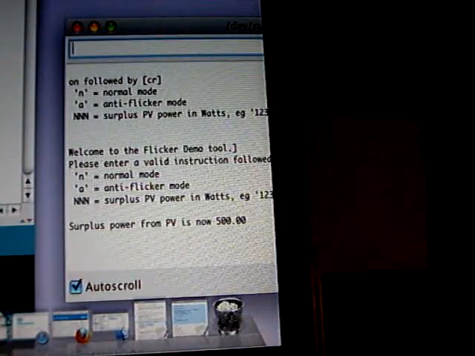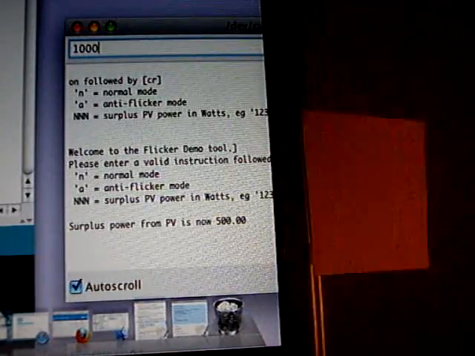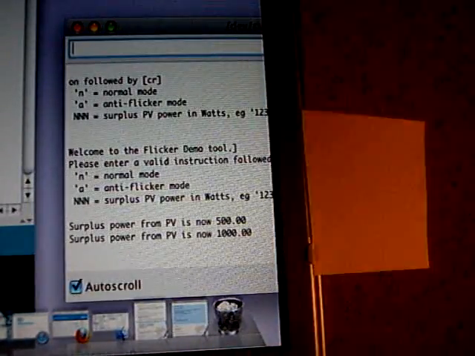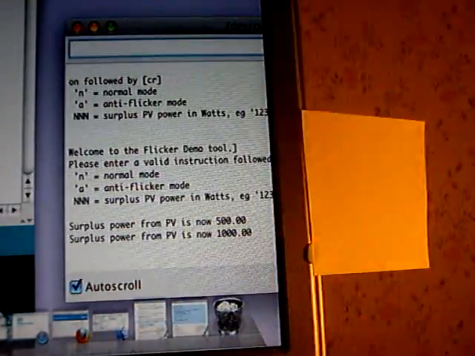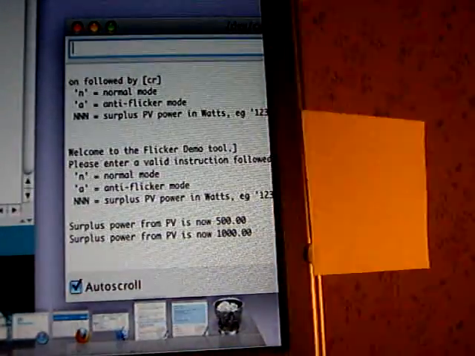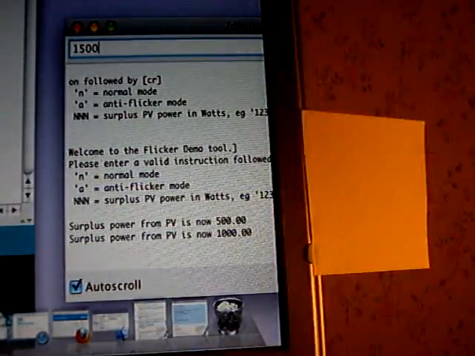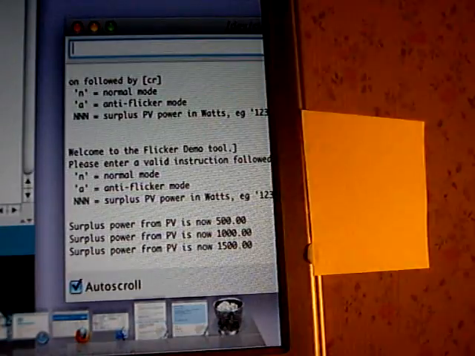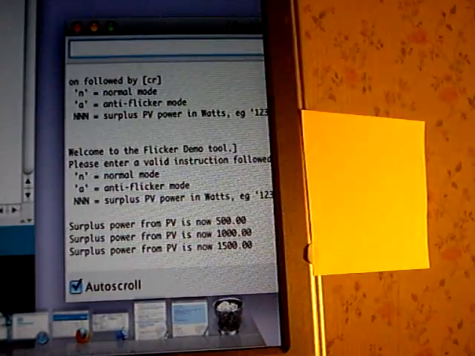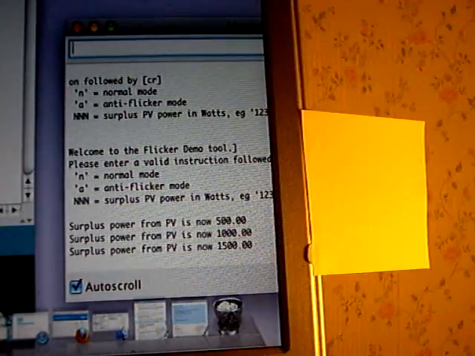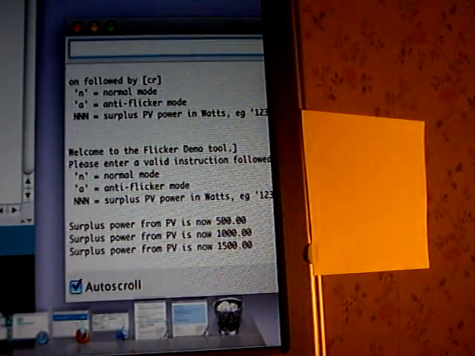If I increase that to say 1000 watts, 1000 up in the top. Now again, I don't know how well the camera will pick it up, but the flashing is faster because we've got more surplus power. If I go to 1500, I think that's the fastest flicker we're going to get, and essentially the triac is on for one cycle and then off for one cycle, so we're going to be seeing 25 Hertz flicker there.